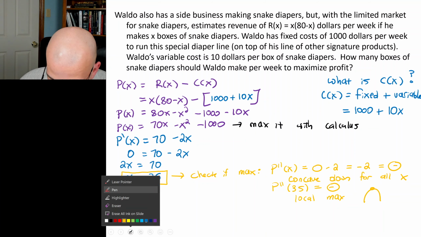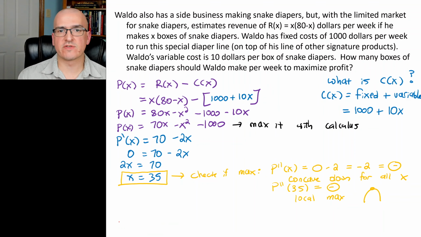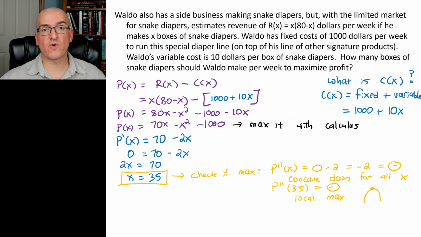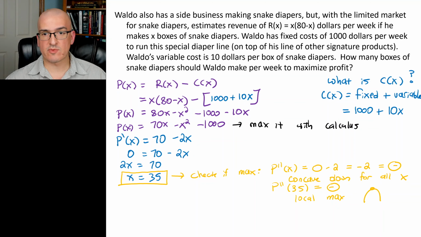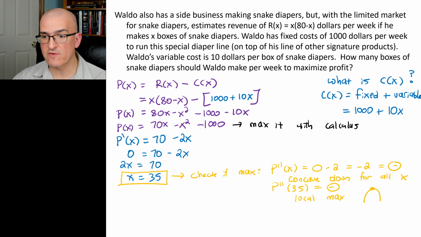Now the question only asks for how many boxes of diapers for snakes should we make. So the answer is just 35. If the question also asks what is the profit, we would take this number and plug it into our profit function, 70x minus x squared minus 1,000. And hopefully we would end up with a positive profit.